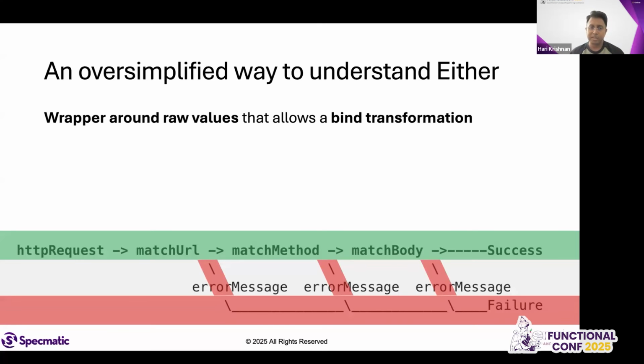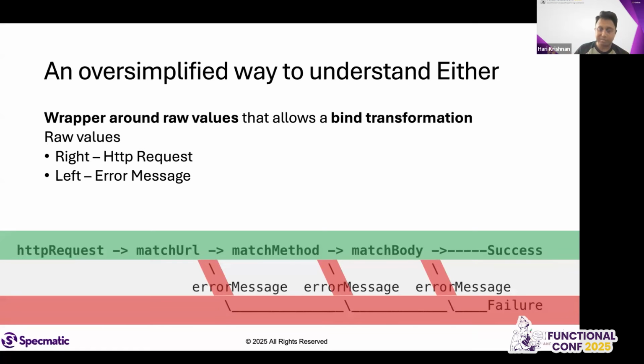Okay. I think we can at least break it down into two parts. There is a wrapper around raw values. What is the raw value? If you recollect, I was passing the HTTP request from one function to the other as I was composing them, right? So the raw values here are a couple of them, on the right and the left. I'll tell you why I'm talking about right and left, but at least you have the value and the error, right? The value is the HTTP request, which is being passed on. And then the error is, of course, the error message itself as to what did not match at a particular station in this particular journey, right? So there are two raw values, okay?